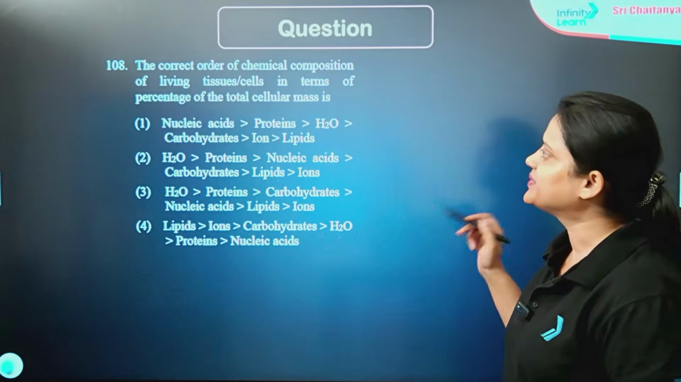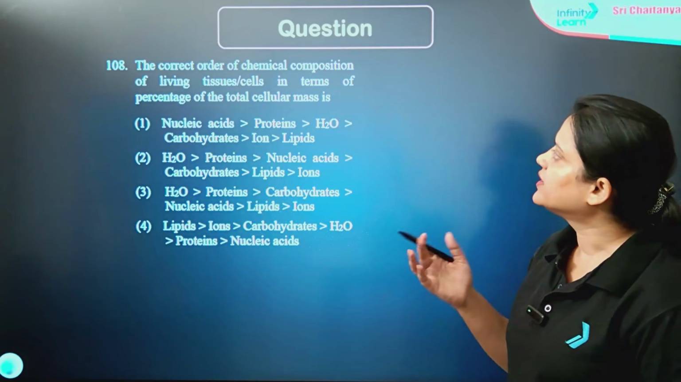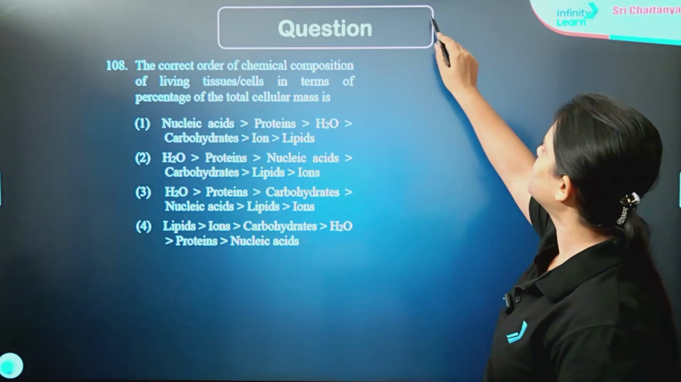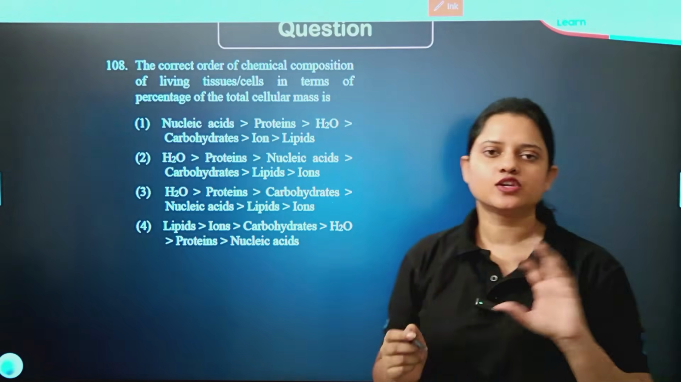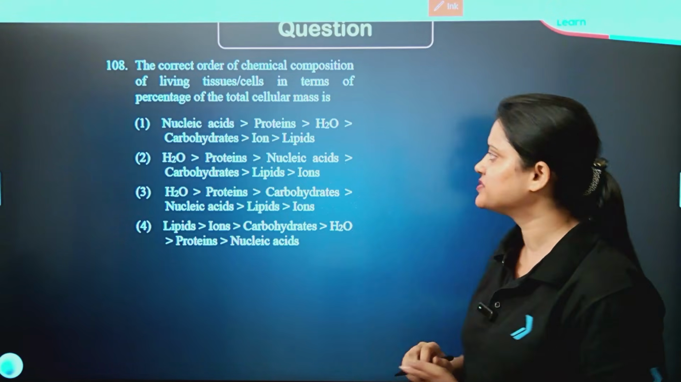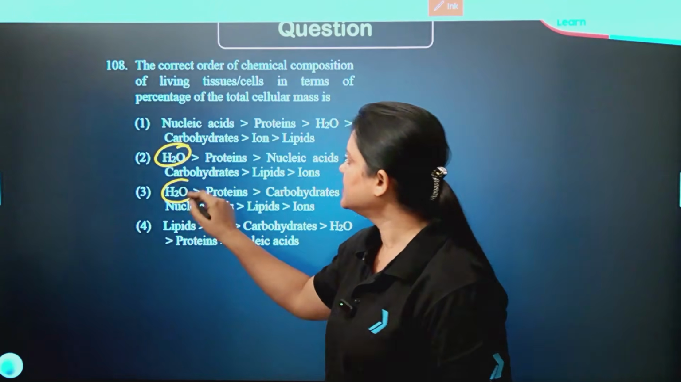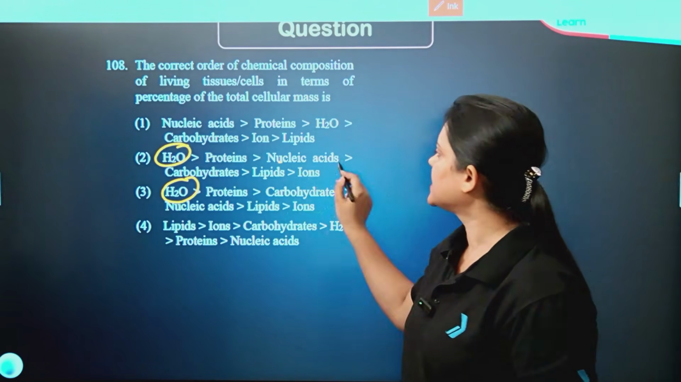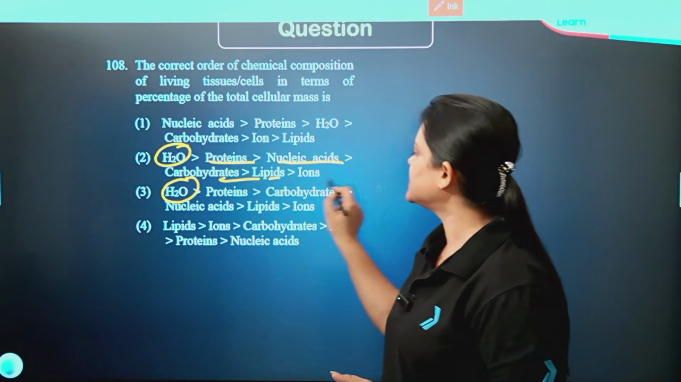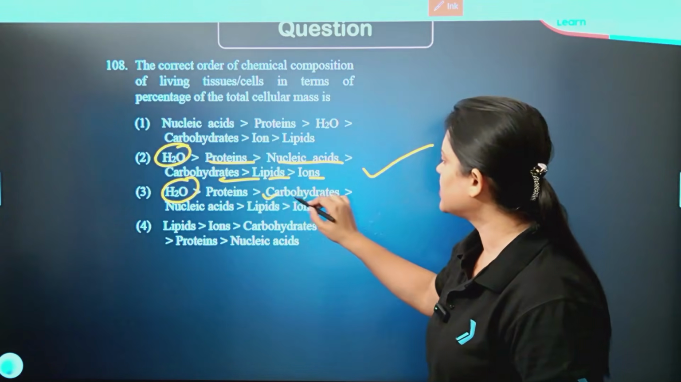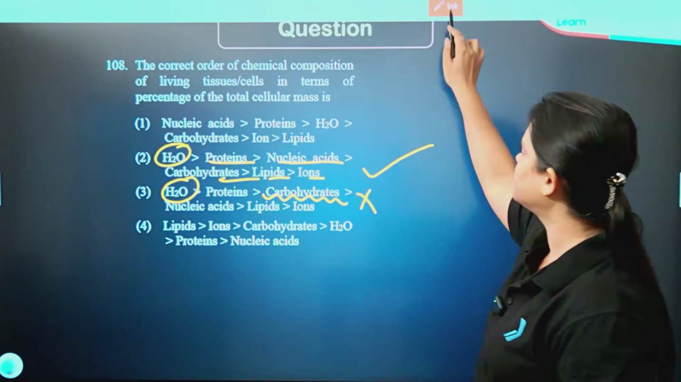So next question. The correct order for chemical composition of living tissue in terms of percentage of total cellular mass. Very interesting question. A direct question from the table given in the biomolecules chapter. The most abundant will always be water, right? Then comes protein and then comes nucleic acid. Then carbs, lipids and ions. So we got our answer. It should be 2. Here, instead of nucleic acid, carbohydrate is given, which is wrong.